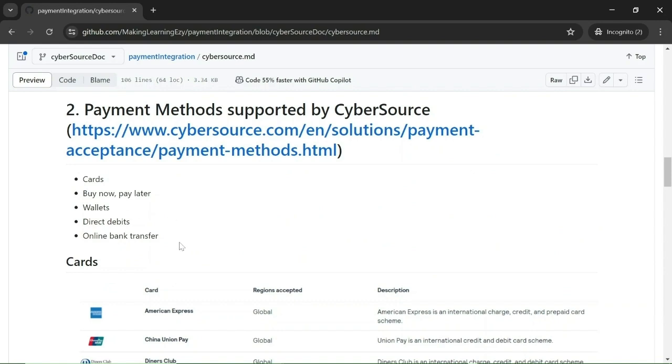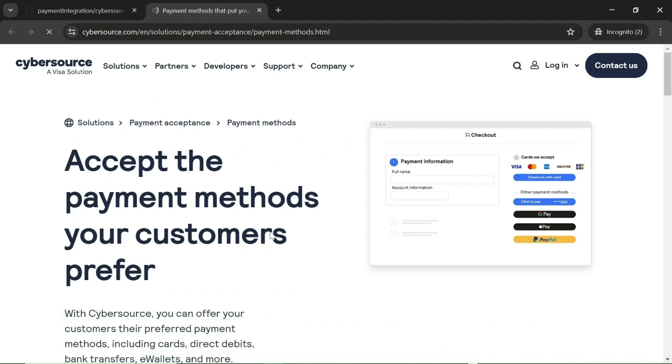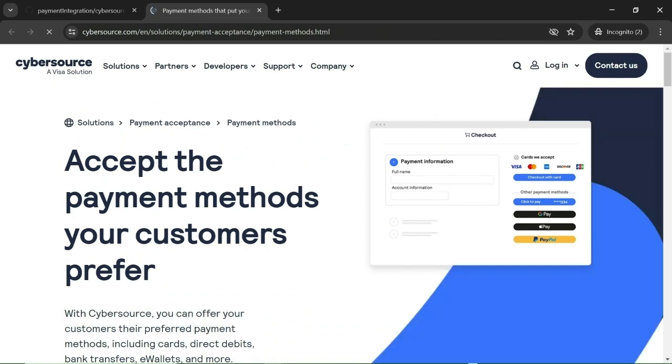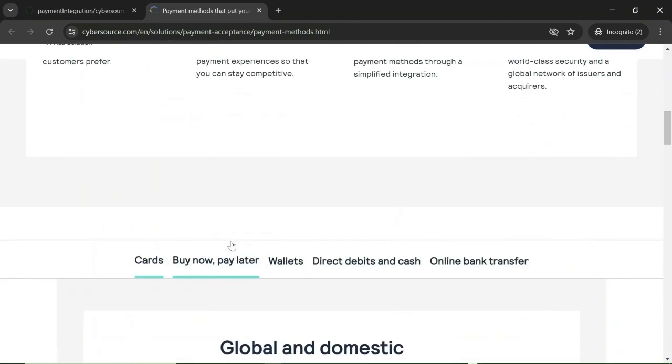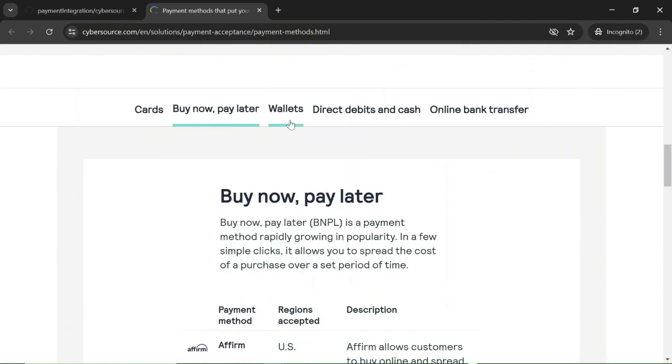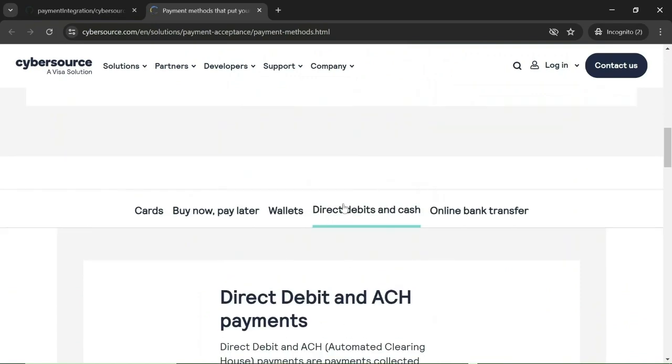So these are all the payment modes supported by CyberSource: cards, buy now pay later, wallets, direct debits, and online bank transfer. You can also visit the official documentation here. In case any new payment mode is added in future, you can refer to this. Here you can see all payment modes.